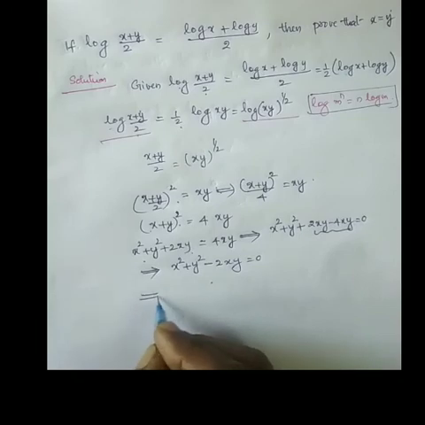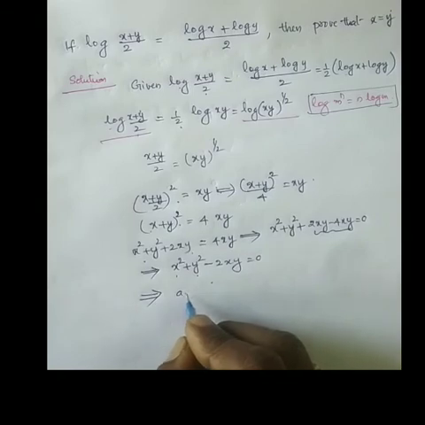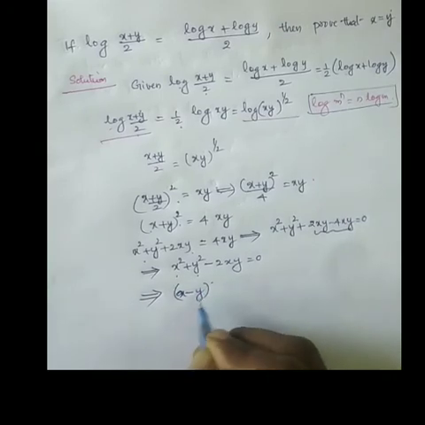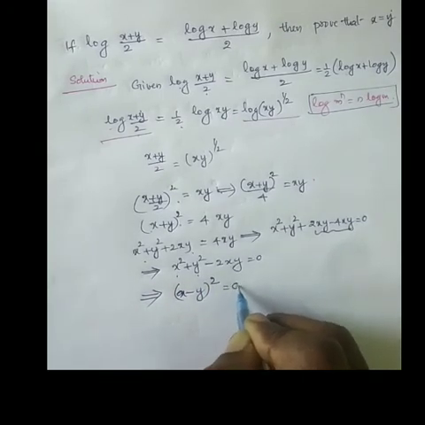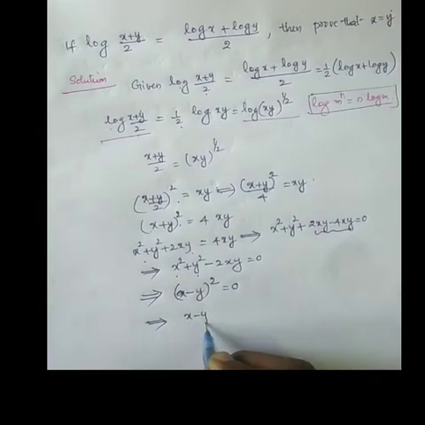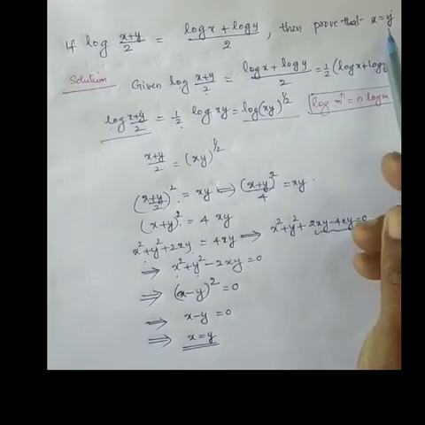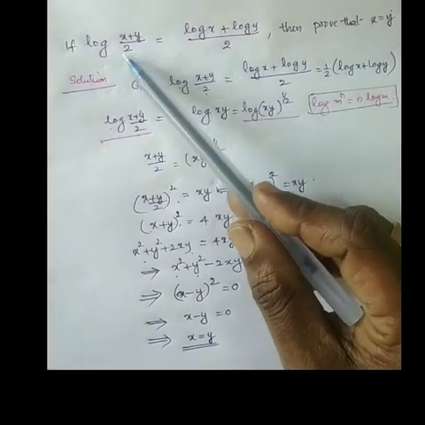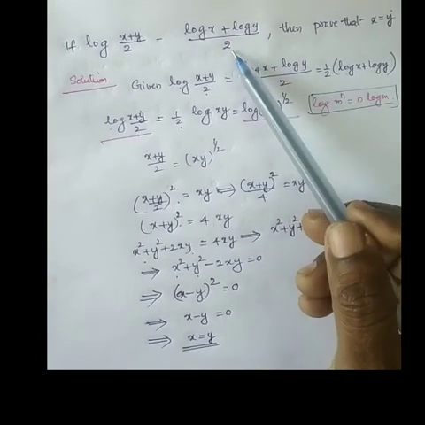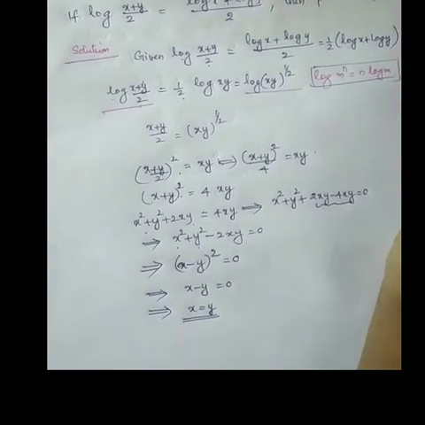This is of the form what? a square plus b square minus 2ab, or the (a minus b) whole square form. So this can be written as (x minus y) whole square equal to 0. That is, taking the square root we get x minus y equal to 0, or x equal to y. So we get the result: given log of (x plus y) by 2 equal to (log x plus log y) divided by 2, you have to prove x equal to y.